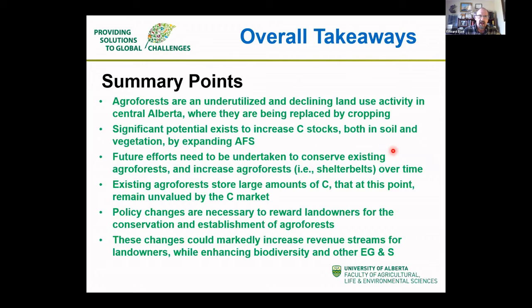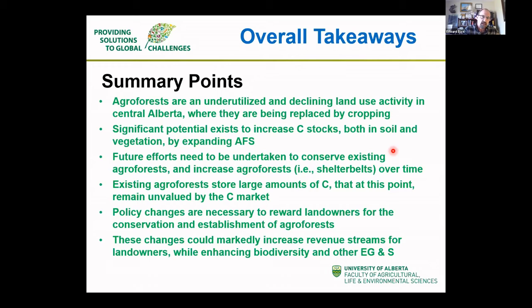So first and foremost, agroforests are an underutilized, and unfortunately, also a declining land use activity, as I just showed you, across central Alberta, where they're largely being replaced by cropping. It's being driven by market economics, especially crop commodity prices and so on. There is significant potential to increase carbon stocks, both in the soil, but also in the vegetation component, because there's so much carbon stored within the tree biomass itself. And there's potential for expanding agroforestry systems and therefore increasing those carbon stocks.